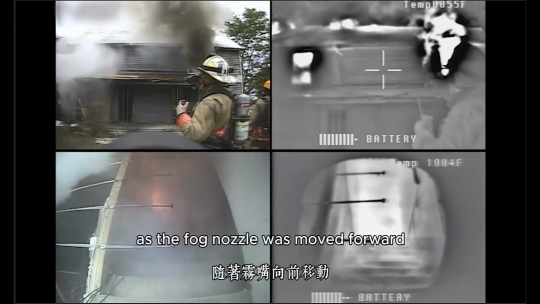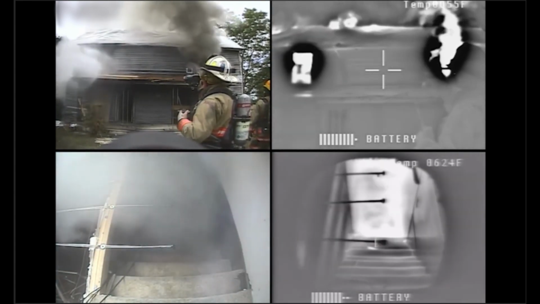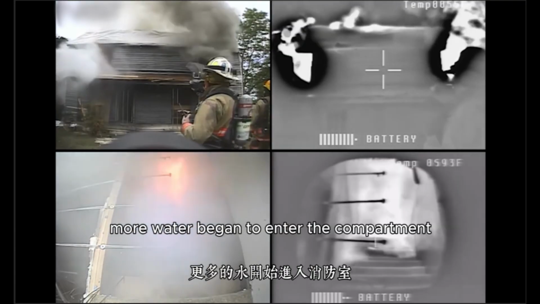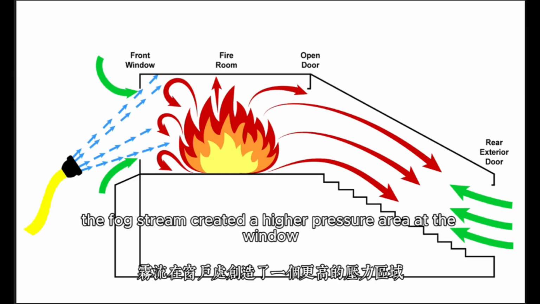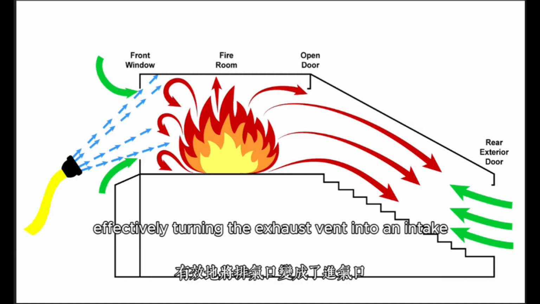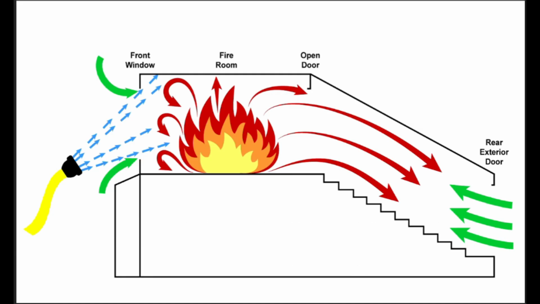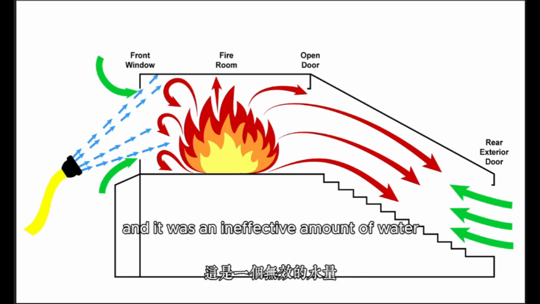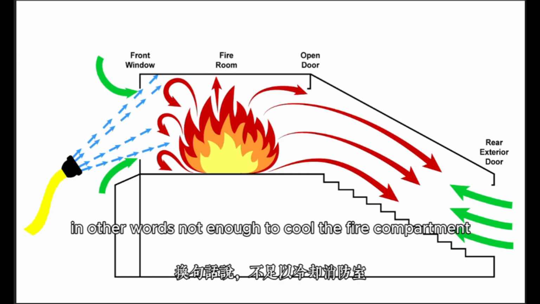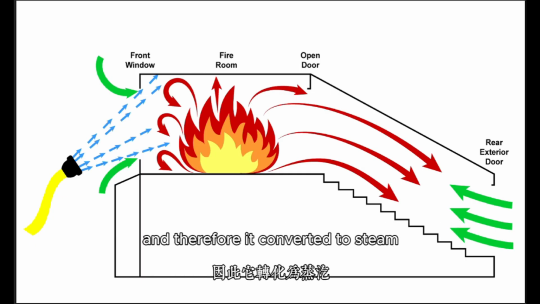As the fog nozzle was moved forward, more water began to enter the compartment and the temperature began to decrease. The fog stream created a higher pressure area at the window, effectively turning the exhaust vent into an intake. This added extra air for combustion, and it was an ineffective amount of water. In other words, not enough to cool the fire compartment, and therefore it converted to steam.